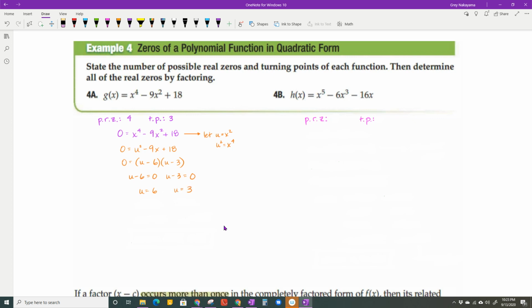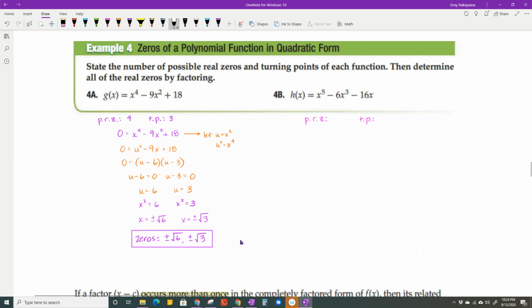U equals 6 and u equals 3, but my problems start off as x, not u's. So what did u equal? Well, I go back up here, and u is equal to x squared. So I'm going to plug back in x squared equals 6, x squared equals 3. Take the square root of both sides, and I have to remember my plus or minus. So when I get my zeros here, I have plus or minus the square root of 6 and plus or minus the square root of 3. So I hope y'all can see how many zeros is that? 1, 2, 3, 4, because it's positive square root of 6, negative square root of 6, positive square root of 3, and negative square root of 3. So those are my 4 real zeros.